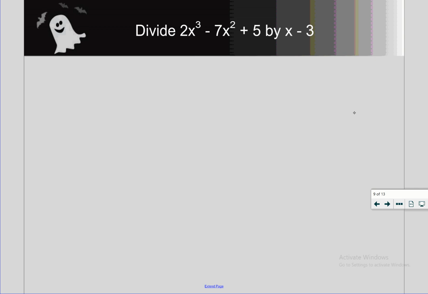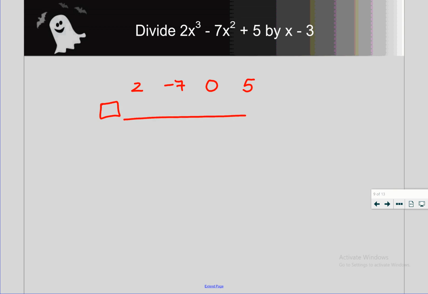All right, so x to the third has a 2 in front of it. Negative 7x squared. I don't have an x term, so I need a 0, and then a positive 5 is my constant. Okay, so third power, second power, first power, 0 power. Then you're going to get a number in the box over to the side here.